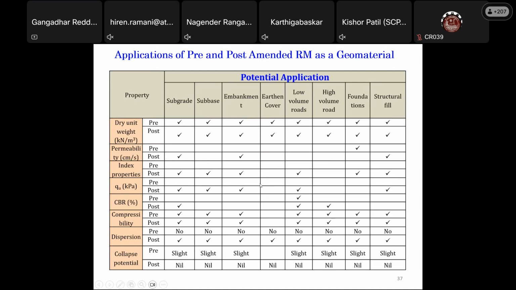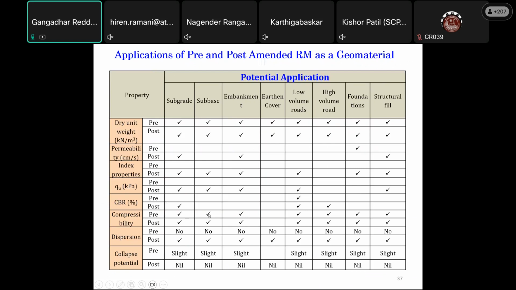Pre-treated, without any treatment, these are not good for any applications. But obviously, once you stabilize the red mud, we can use it for all the applications. Similarly for CBR, I have not shown the CBR results, but a few CBR tests have also been done. For low volume roads, we can use this. Basically, the CBR is 3 to 4 for the unstabilized red mud. Once you stabilize red mud, we can use it for the different applications as well.